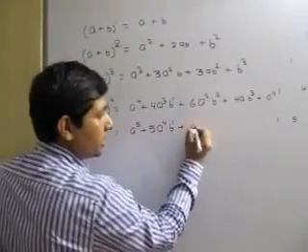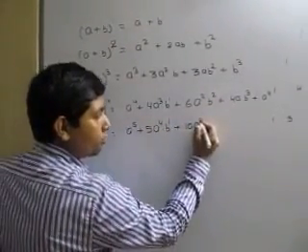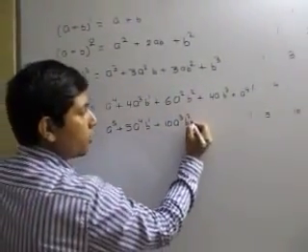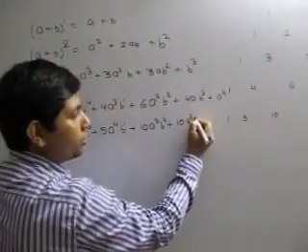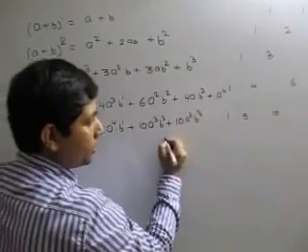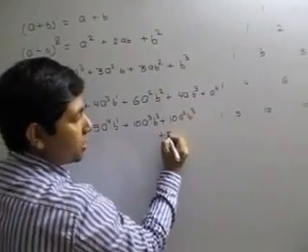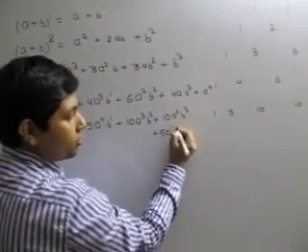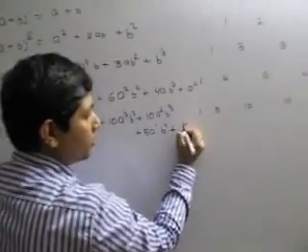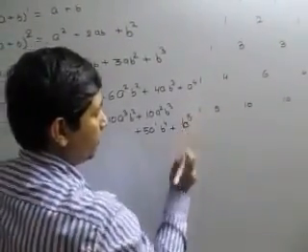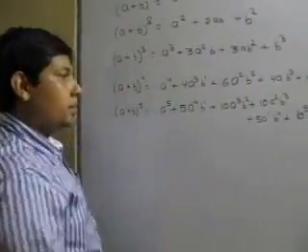Next coefficient is 10. This power will reduce to 3, b square. Next coefficient is again 10. This will reduce to 2, b cube. Plus next coefficient is 5. This will reduce to 1, b to the power 4. Last coefficient is 1, that is b to the power 5. So in this way we can write the binomial expansion.